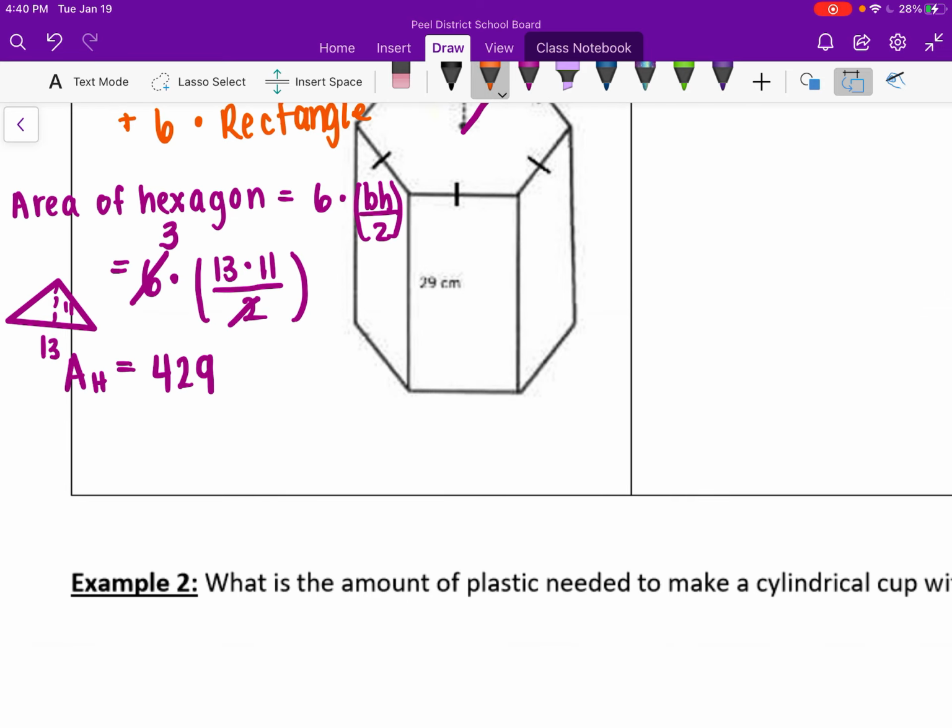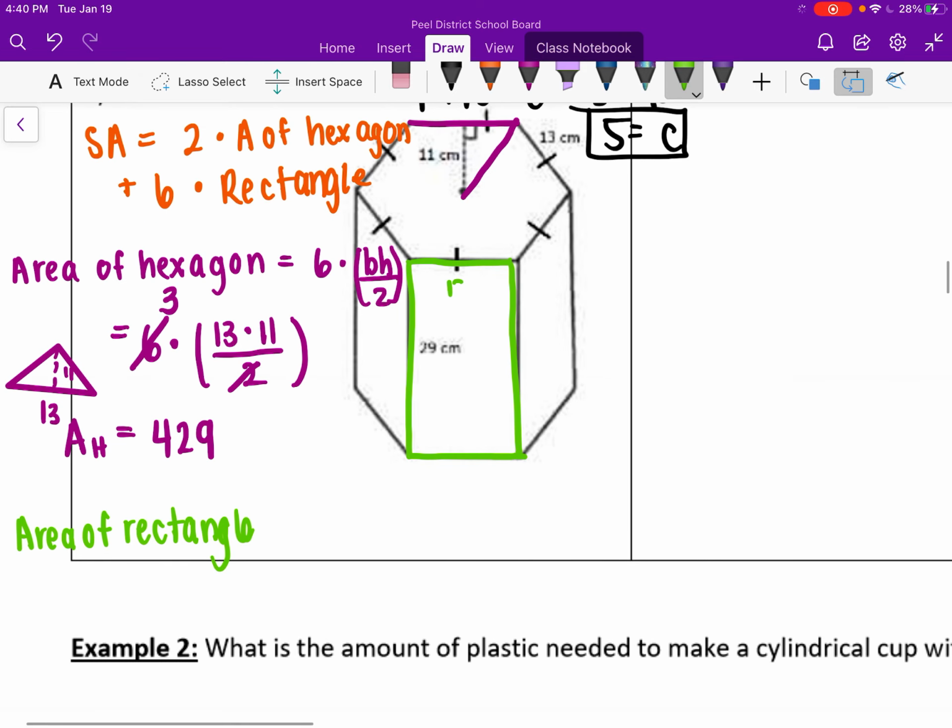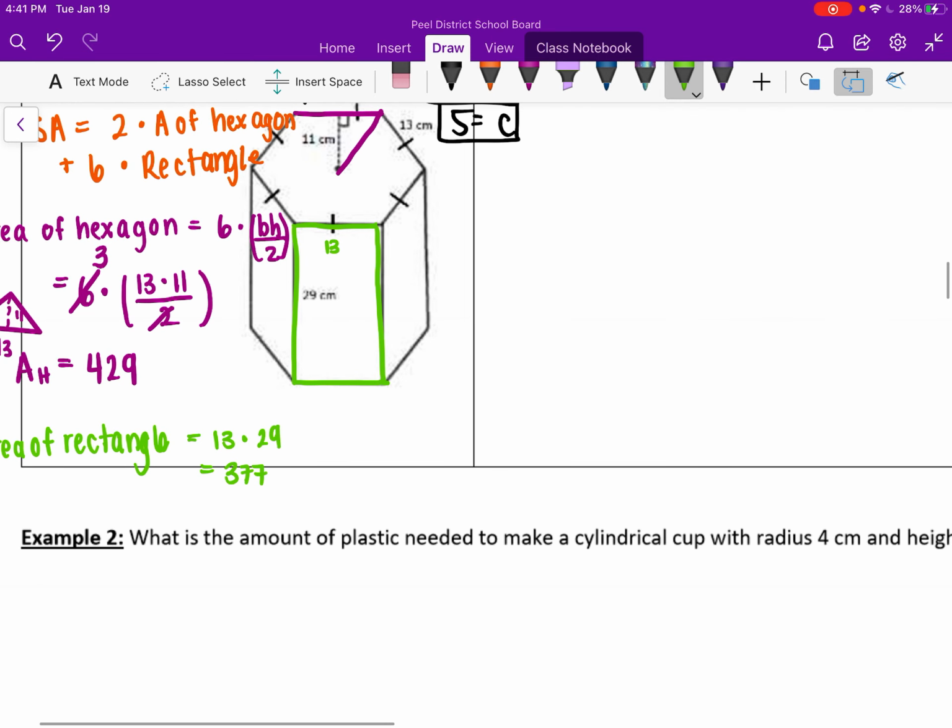Then we want to find the area of this rectangular piece. So the area of the rectangle is just the base, 13, times the length, which is 29. So let's put that in, 13 times 29, which is equal to 377.